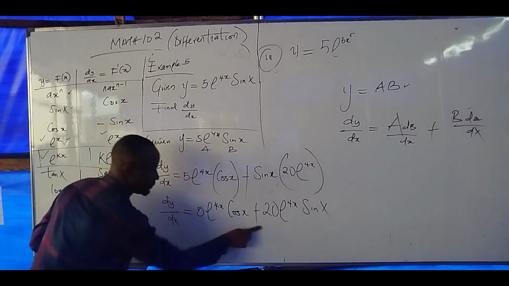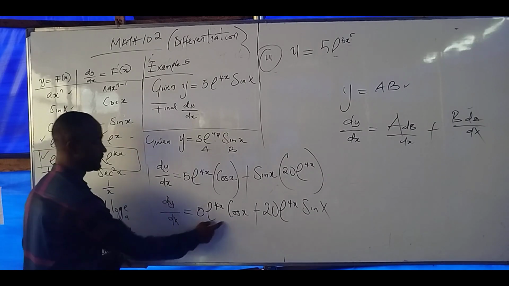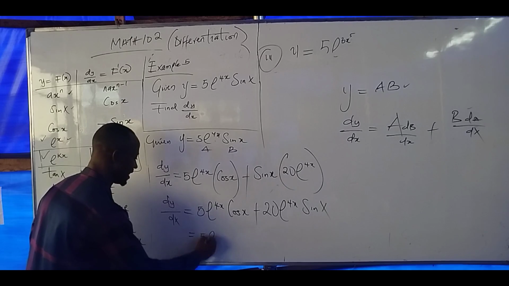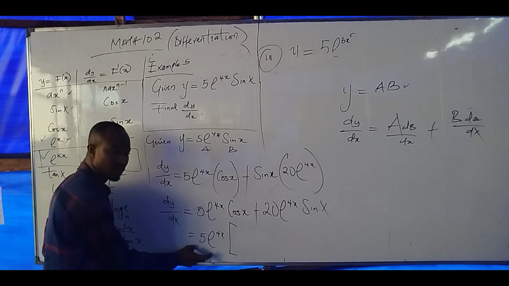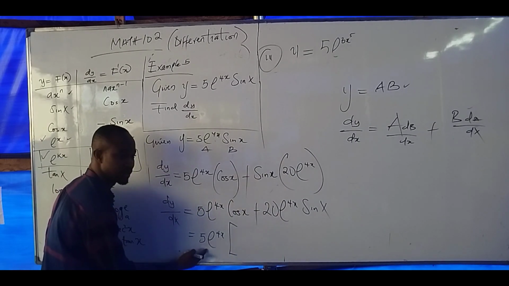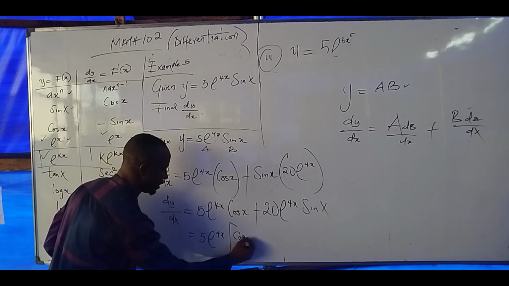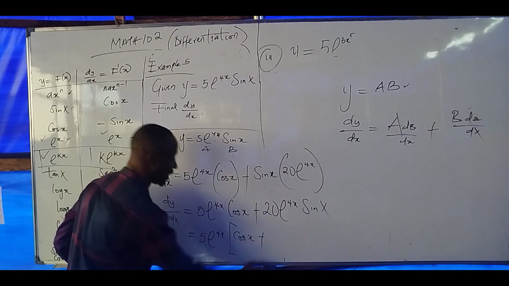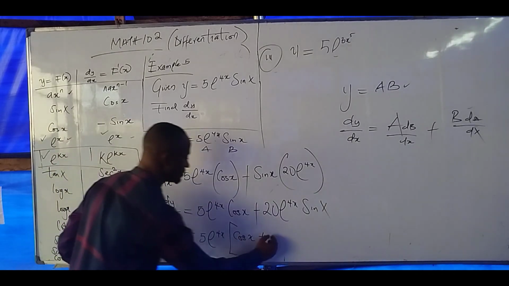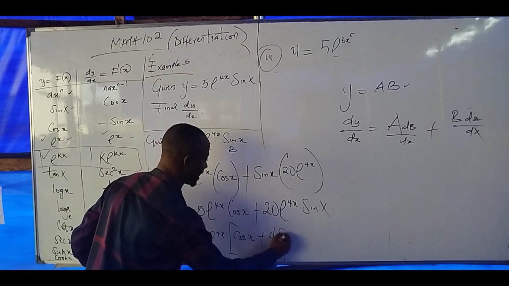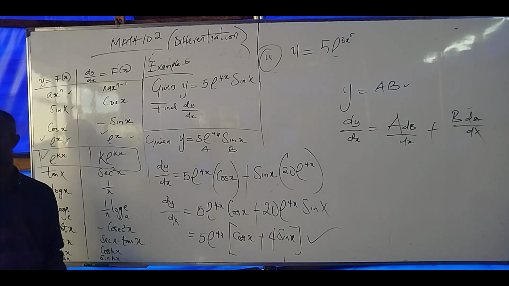Between these two, there's a plus sign, right? Between these two, what is common? 5 exponential 4x. So we'll bring it out. 5 exponential 4x in brackets. If this is common, when you divide the whole of this with this, what do you notice? This will cancel this and be remaining cos x. Are you following? Plus, divide the whole of this again with this. What's remaining? 4 sine x. Very simple.